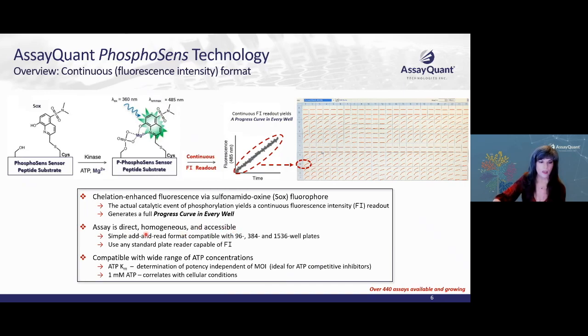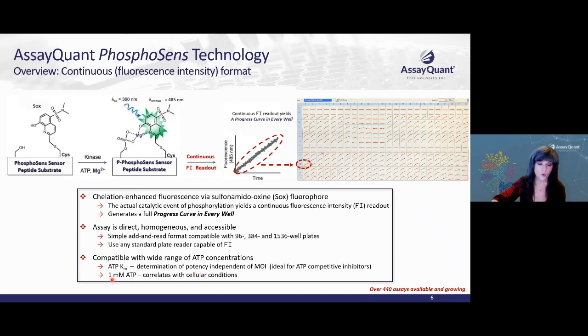So what do we mean by that? Well, it's a simple add and read format, just like you're used to. It's compatible with any plate format: 96, 384, 1536. It's also compatible with any standard plate reader capable of fluorescence intensity. What's really important to note, and what's unique, is that the PhosphoSens assay is compatible with a wide range of ATP concentrations. This includes ATP Km. This allows you to determine the potency of your compounds independent of the mode of inhibition. It also makes this ideal for ATP competitive inhibitors.